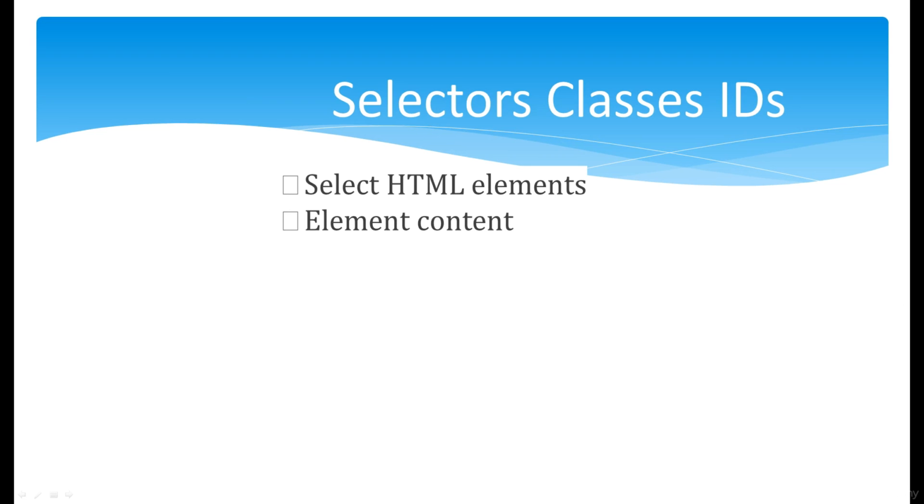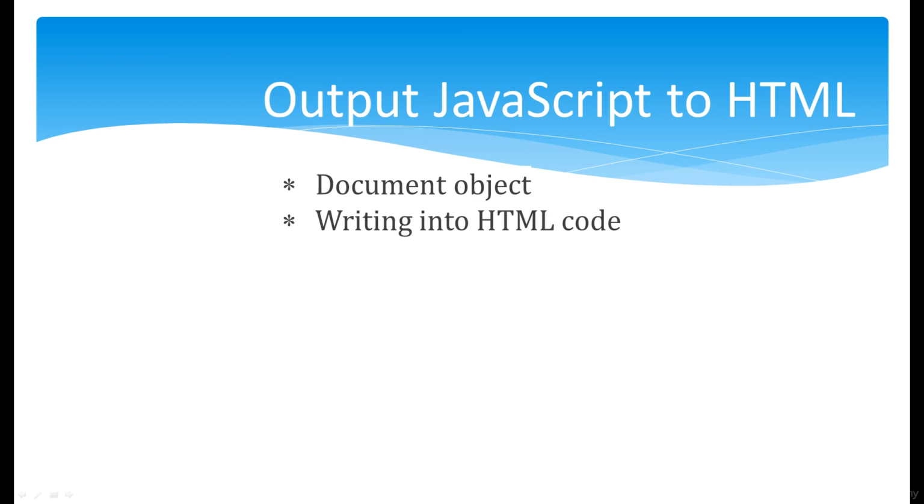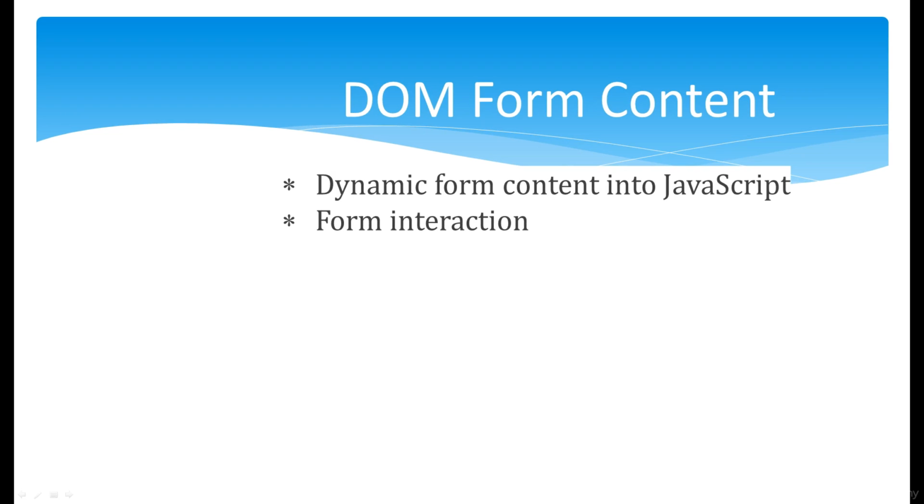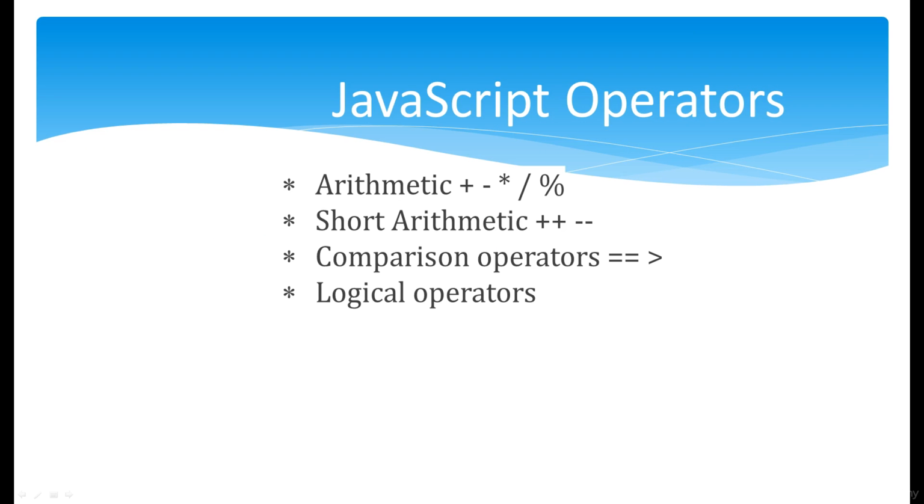We're also going to be looking at ways that we can select all these different elements via classes and IDs, and also how we can output JavaScript to our HTML via our document object model. So writing into our HTML code via JavaScript, creating HTML elements from scratch. Then it comes to forms and the DOM, so dynamic form content in JavaScript, form interaction, and also looking at JavaScript operators.